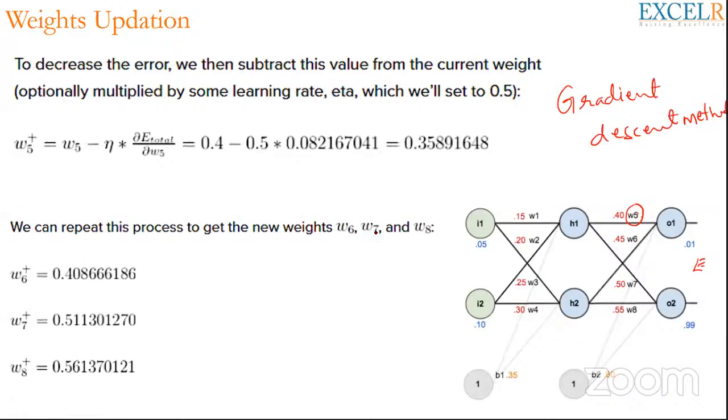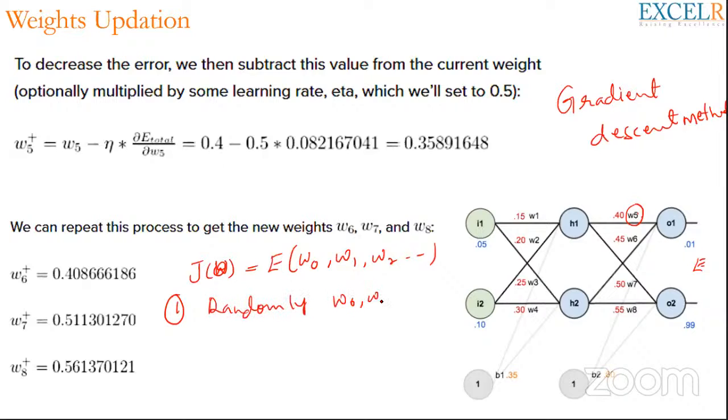What is the gradient descent method? I have an objective function, for example J of theta, a vector function, or J of W, let me put W0, W1, W2, and so on. The first step in the gradient descent method is to initialize these values randomly. You can select random values for W0, W1, or say 0, 0, 0 for all of them. Then compute the error function.